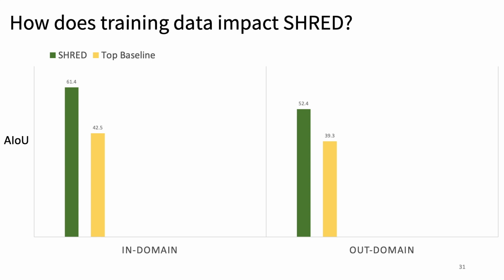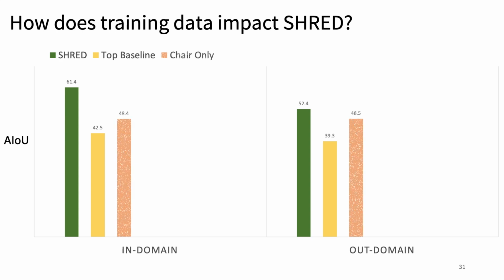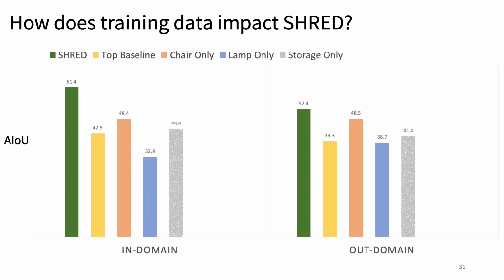Here we show results from our ablation experiments to answer the question of how training data affects the performance of Shred. First, note the average IOU performance of Shred and the best performing baseline method for both in-domain and out-domain categories. We retrained versions of Shred on just one category of shape. These experiments are the chair-only, lamp-only, and storage-only bars. As can be seen, training on a single category significantly hurts Shred's performance.